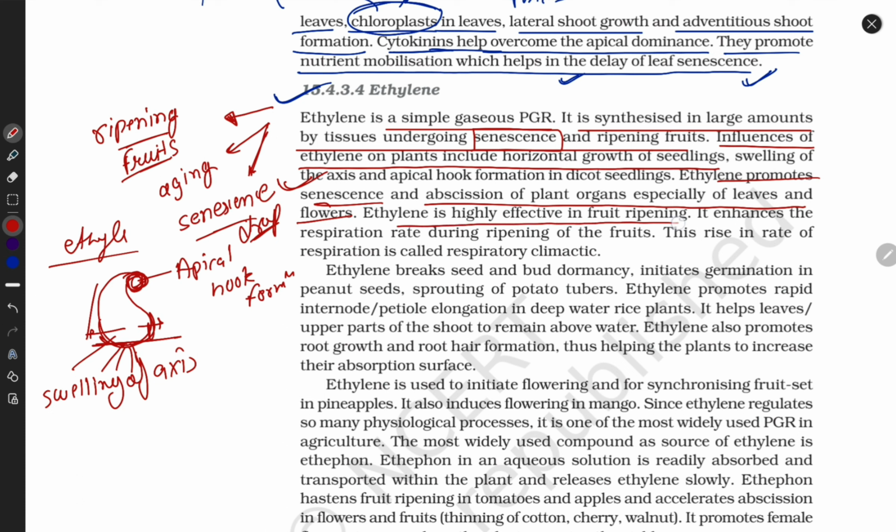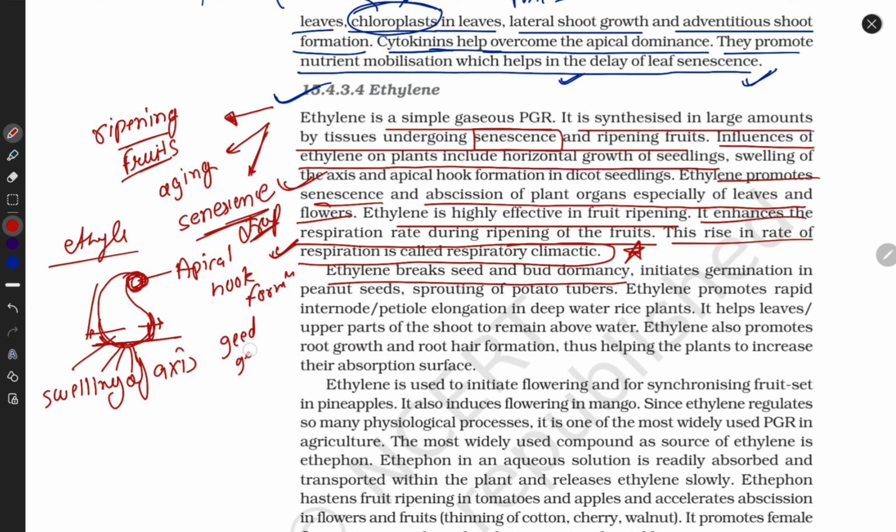Ethylene is highly effective in fruit ripening. We know that it enhances the respiration rate during ripening of the fruit. What does it do with the fruits? It enhances their respiration rate. This rise in the rate of respiration is called the respiratory climacteric. Important, guys, this is a key statement. Ethylene breaks seed and bud dormancy. If a seed does not germinate, give some ethylene, then it can germinate easily.